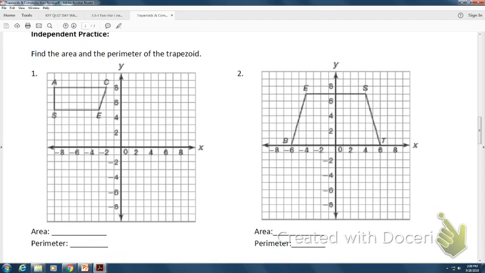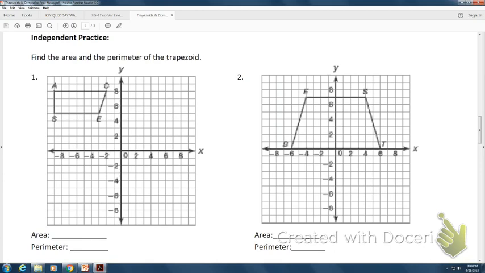Okay, within your tables or by yourself, however you want to do it, maybe do one by yourself, one as a table. Complete numbers 1 and 2, finding the area and perimeter of the trapezoids. If you need to round, round to the nearest thousandth.